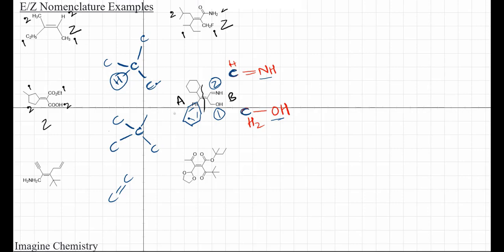So which has higher priority then? Obviously, the phenyl will have higher priority compared to the cyclohexane. So if you see now the two top priority groups, they are on the similar side. So this isomer will be a Z isomer.